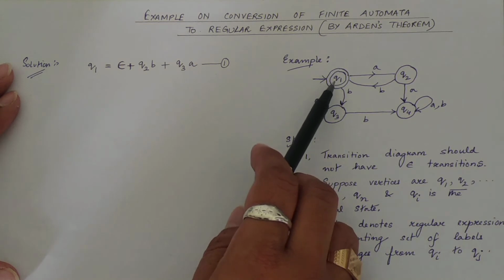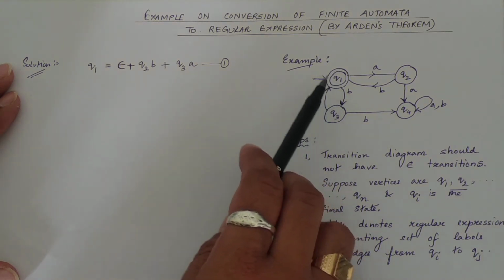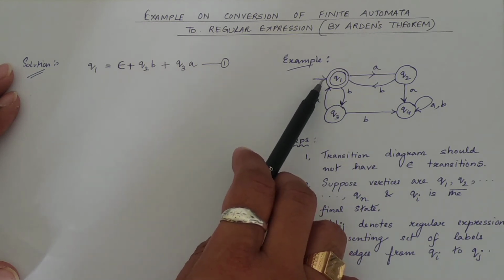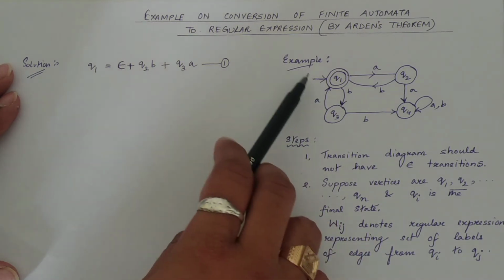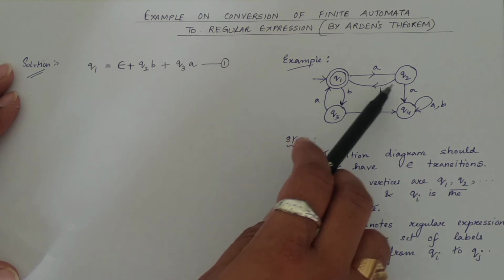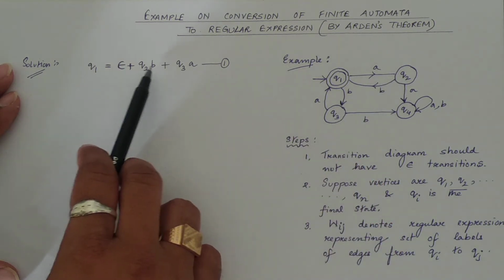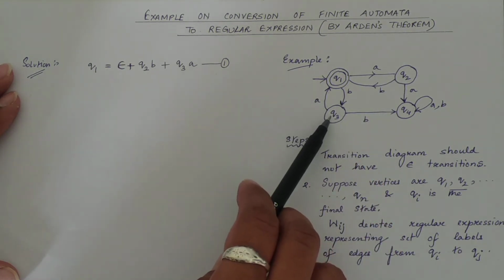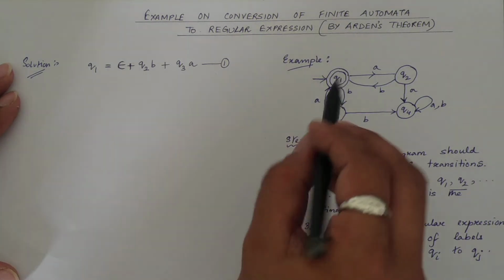I start off with the initial state being Q1. What is the initial incoming edge? Epsilon is the initial incoming edge, correct? Then we have B which is coming from Q2, so I write Q2B. Again A is coming from Q3, so I write Q3A. So I am done with Q1.